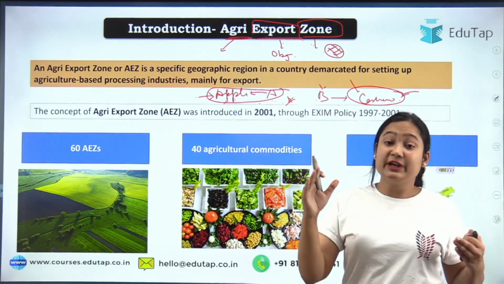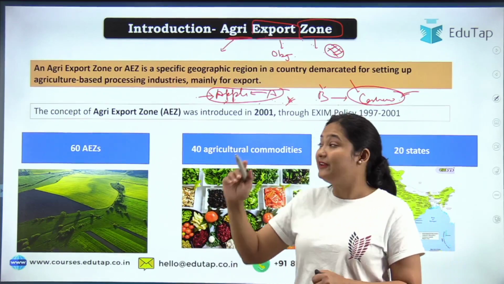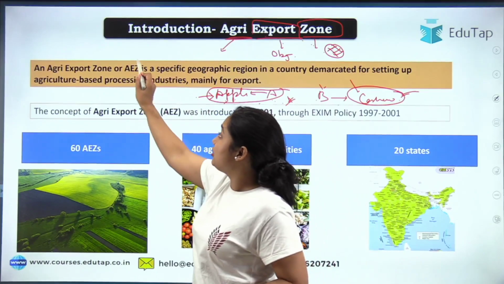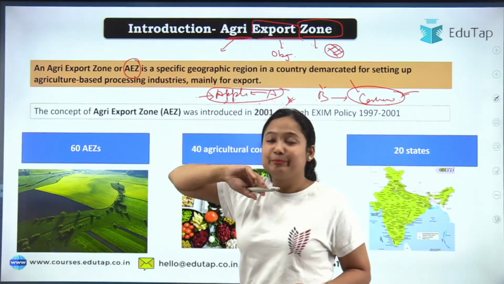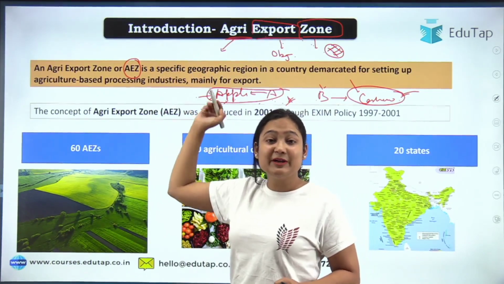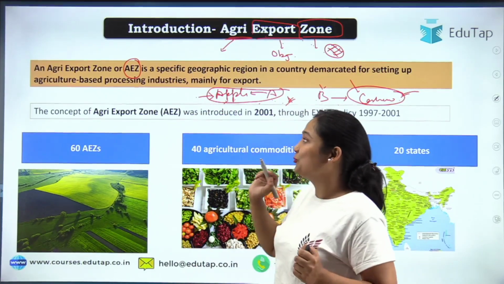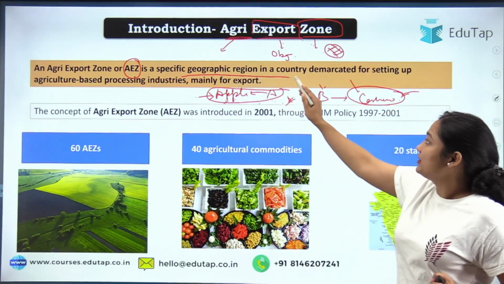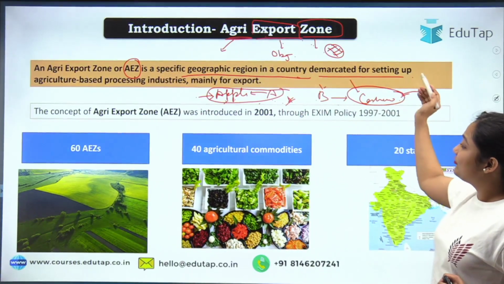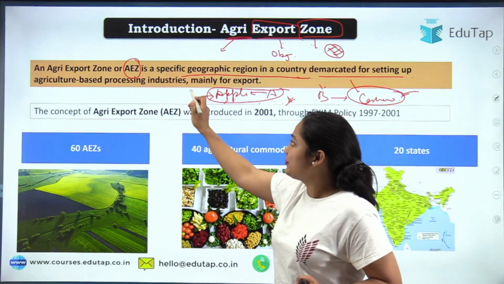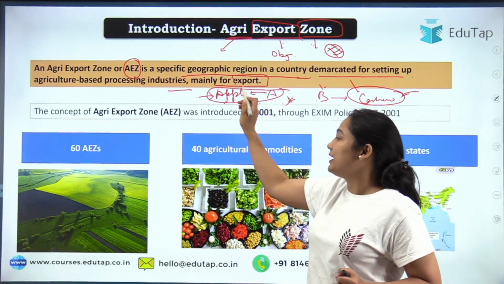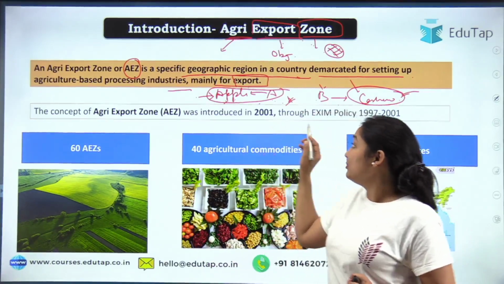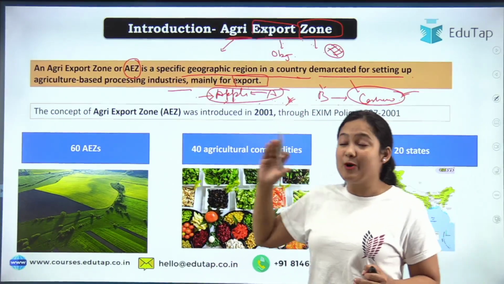Now, based on the information, let's go to the definition that is written here. So an agriculture export zone, or you will also see in your exam, AEZ. If you haven't studied, you will be confused कि AEZ क्या है, but now you know. Agriculture export zone, AEZ, is a specific geographical region in the country demarcated for setting up agriculture based processing industry mainly for export. So a similar thing is there, but when we are talking about A and B, we talk na कि policy should be there.